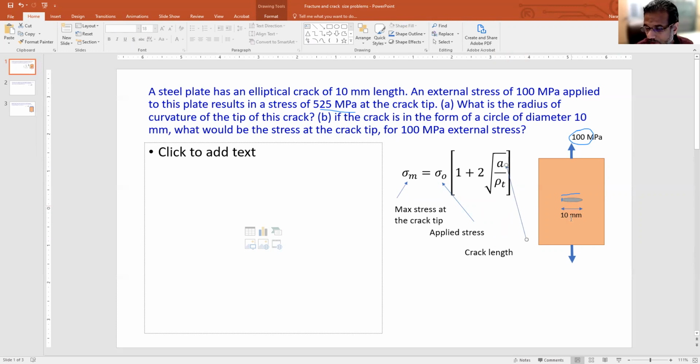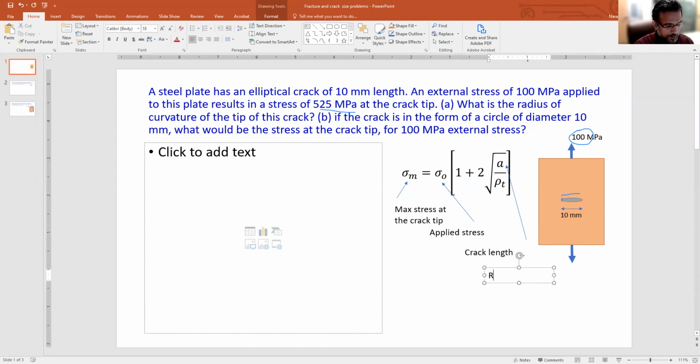actually A is half the crack length. Remember, for an elliptical internal crack the length is actually 2A. So 10 millimeters is in fact 2A. So A is half the crack length. And then finally, rho sub T is the radius of curvature of the crack. So rho sub T is the radius of curvature of the crack.